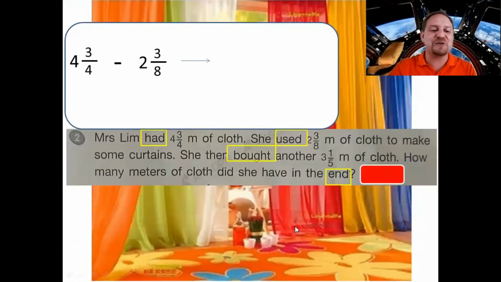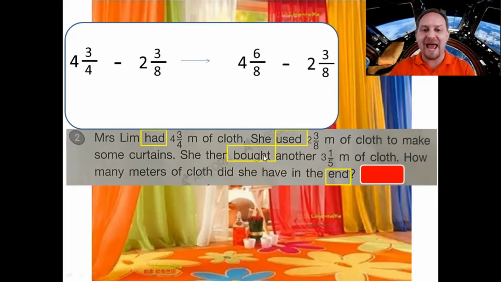Question 2. Mrs. Lim had 4 and 3 over 4 meters of cloth. She used 2 and 3 over 8 meters of cloth to make some curtains. She then bought another 3 and 1 over 5 meters of cloth. How many meters of cloth did she have in the end? We'll find the answer to this question with 2 steps. Okay, the first step, we had to subtract the cloth she used. Used means take away. We had to change the denominators into the number 8. So now we have 4 and 6 over 8 minus 2 and 3 over 8. That gives us 2 and 3 over 8.